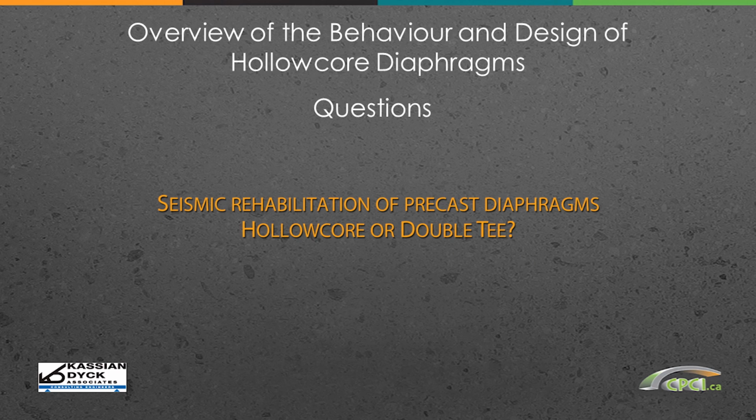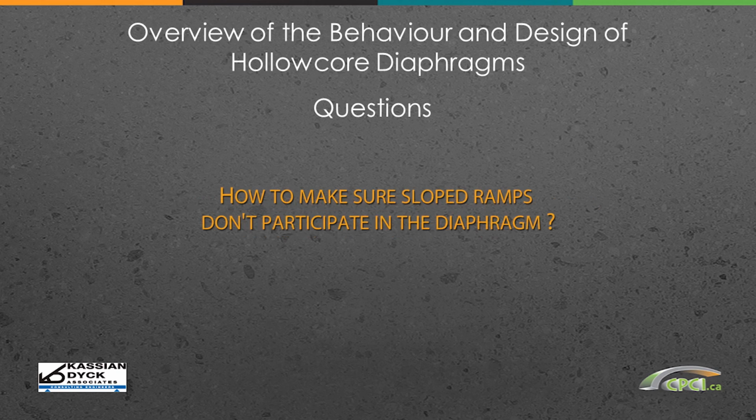Several questions regarding seismic rehabilitation of precast diaphragms, both for Hollowcore and double T's. So yes, I would say diaphragms can certainly be strengthened and retrofitted seismically. Different options, again, it all needs to be engineered, but going in and looking at, can you cut in and place some new reinforcement, or use steel straps, or potential fiber reinforced plastic FRP solutions and that type of thing. So I would say yes, diaphragms can definitely be rehabilitated to satisfy certain requirements. So I would say Hollowcore diaphragms and double T's, with the topping and stuff, certainly there's a possibility of doing seismic upgrades there. How to make sure sloped ramps don't participate in the diaphragm.